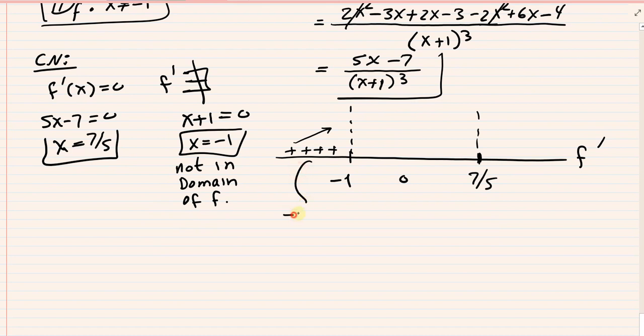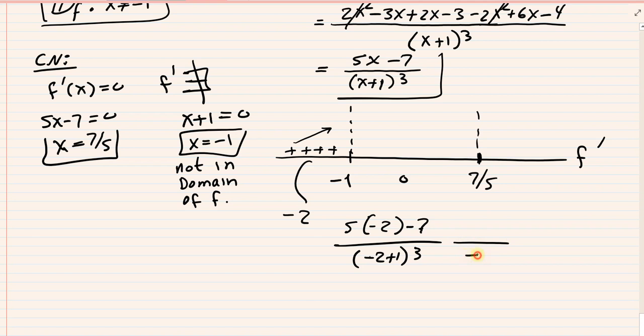So we're putting our test point into there. Let me try again. So -2 into f prime. That's 5 times -2 minus 7, over -2 plus 1 cubed. And now it's better. The denominator is negative. The numerator, -10, -7. Negative times negative divided by negative is positive. Okay, that one looks good.